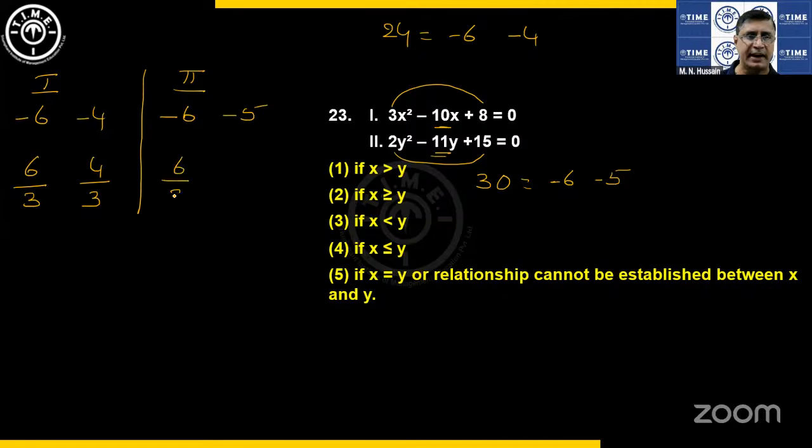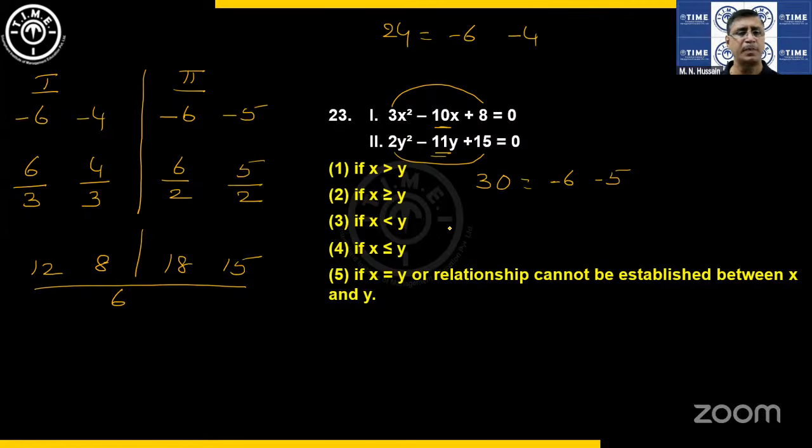The roots are 6 by 2 and 5 by 2. In order to compare these roots, I am taking the denominator the same. The LCM of 3 and 2 is 6. So here it becomes double, so 12 and 8. What about here? It is becoming triple, so triple means 18 and 15.